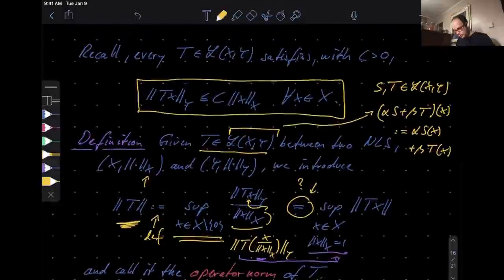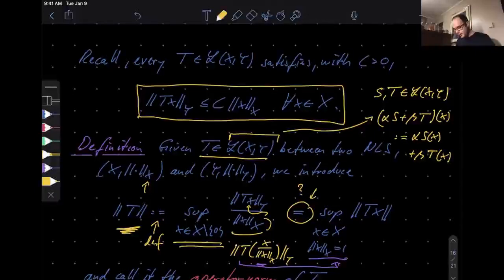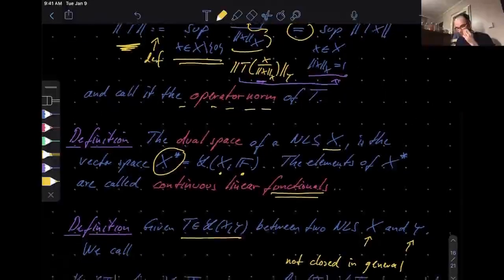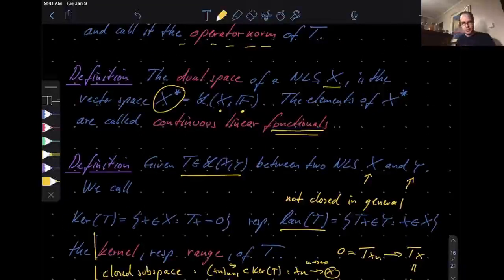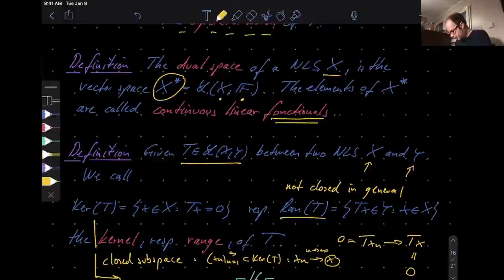We have the operator norm up here. This is right now the most important one. We have the dual space and continuous linear functionals. This is for later use. It will be very important. And kernel and range, those two subspaces, kernel being a closed one, range not necessarily. We will encounter them frequently throughout. That's why I thought I put the definition here up front.